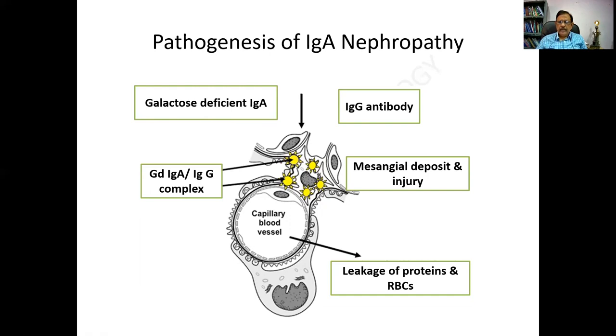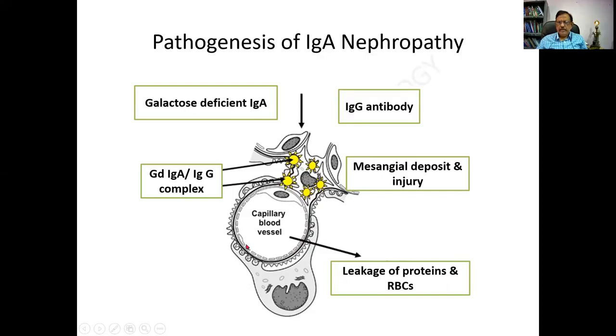Also, there is a production of IgG antibody. So this acts as an antigen and there is an antibody against it. So there is an IgA, IgG complex which is formed, which gets deposited in the mesangium. So there is a mesangial deposit. Whenever there is a deposit, there will be an inflammatory or an immunological reaction which can lead to an injury. Because of this, you find that there can be a damage to the basement membrane, etc., which leads to the leakage of proteins and the RBCs.